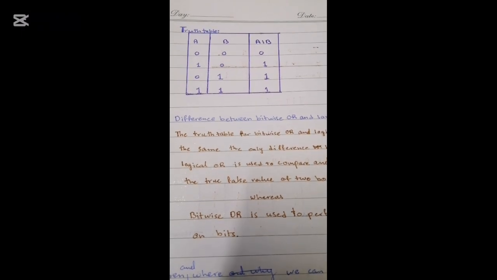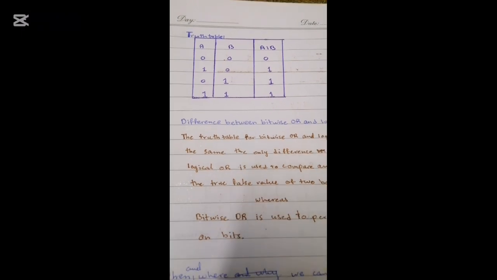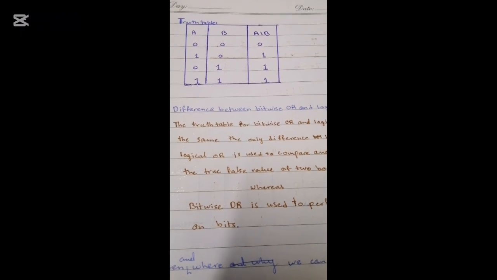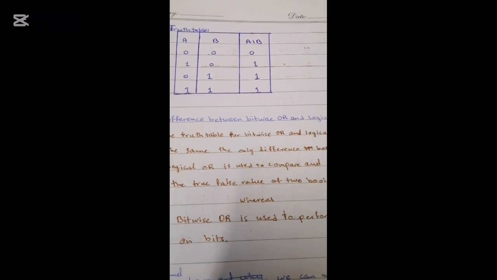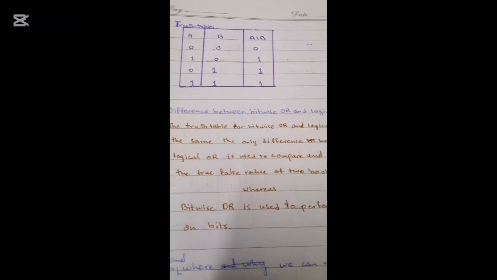Now I have presented the truth table of bitwise OR operation. You can see it over here. 0 OR 0, the result will be 0. 1 OR 0, result will be 1. 0 OR 1, result will be 1. 1 OR 1, result will be 1.